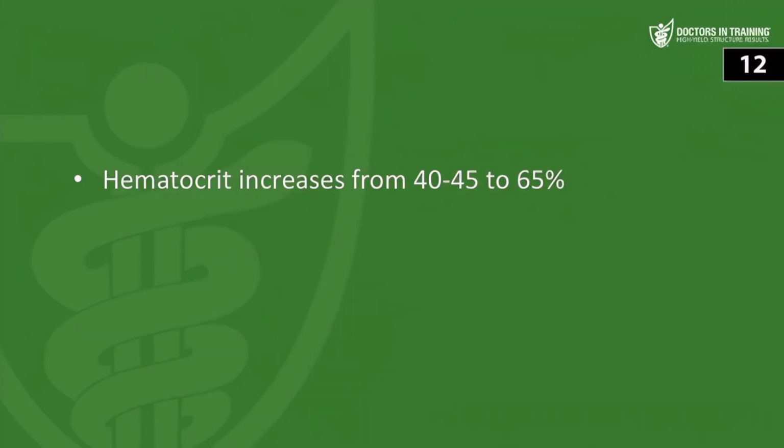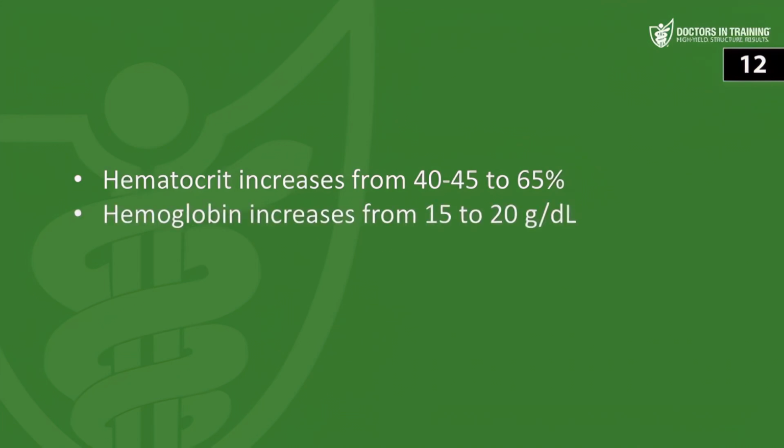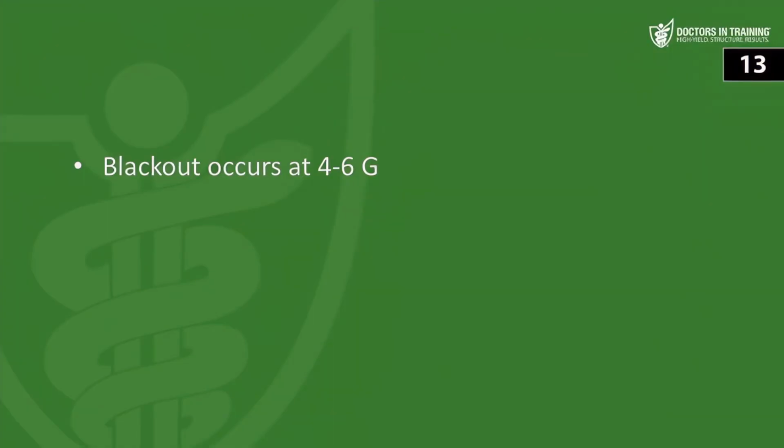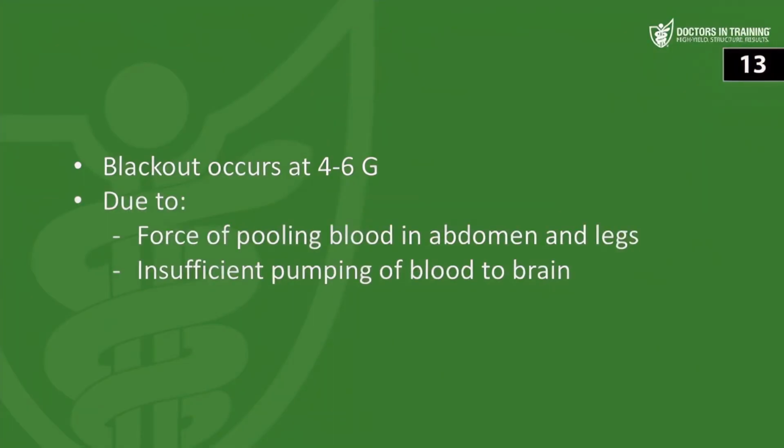Next question. How much does the hemoglobin and hematocrit change in a person that has acclimatized to a hypoxic environment for weeks? It goes from a normal hematocrit of 40 to 45 up to 65, and a normal hemoglobin of 15 grams per deciliter up to 20 grams per deciliter. Next question, at what positive g-force does visual blackout occur, and why does this occur? Blackout occurs around 4 to 6 Gs from the force pooling blood in the abdomen and legs, and insufficient pumping of blood to the brain.